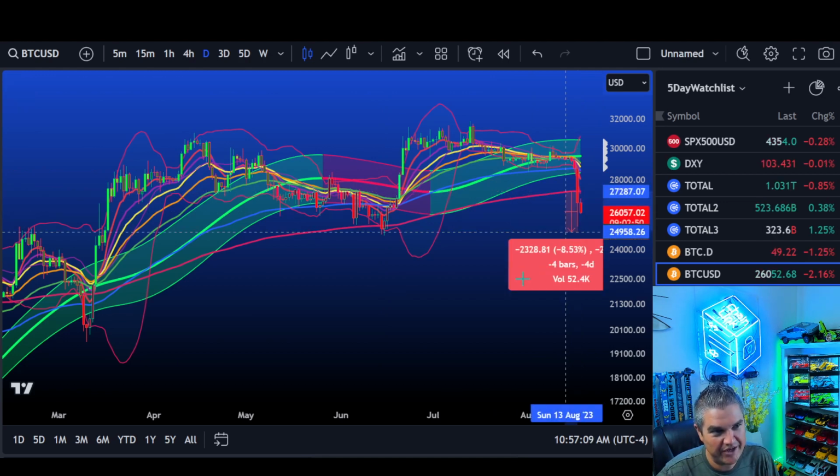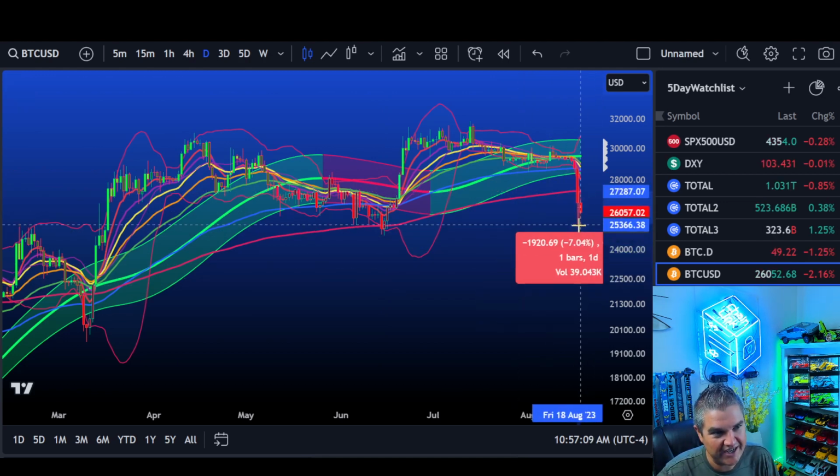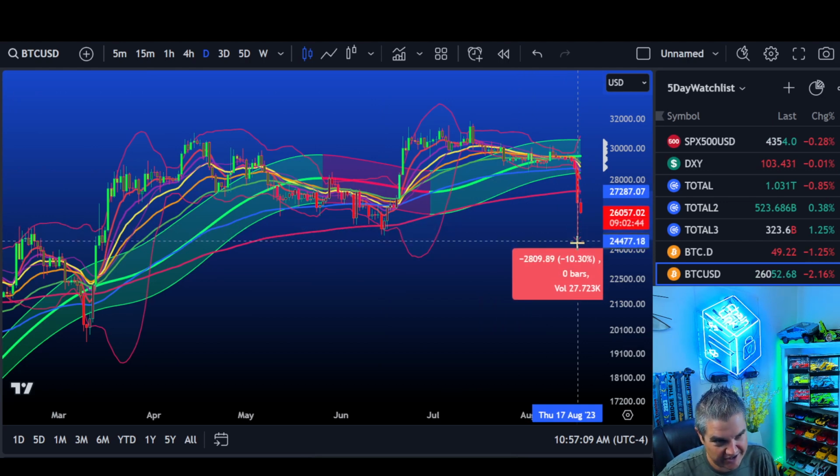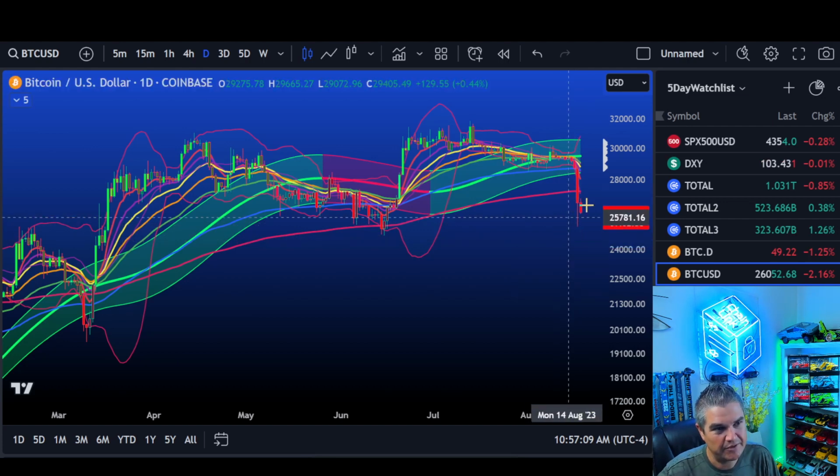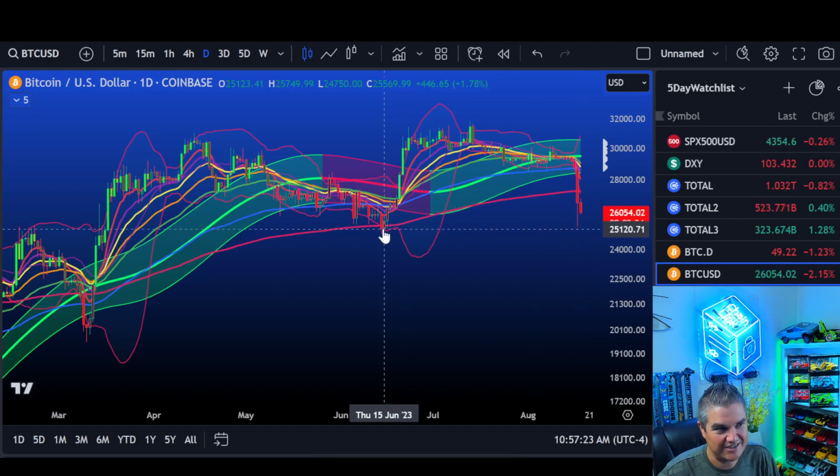How far under are we now? Well, our wick yesterday got to 7%. What if we did 10%? Let's take a look. 10%, roughly matching that, around 24, 24.5. But there would be more trouble afoot if we did that, I would say. We would take out this low.